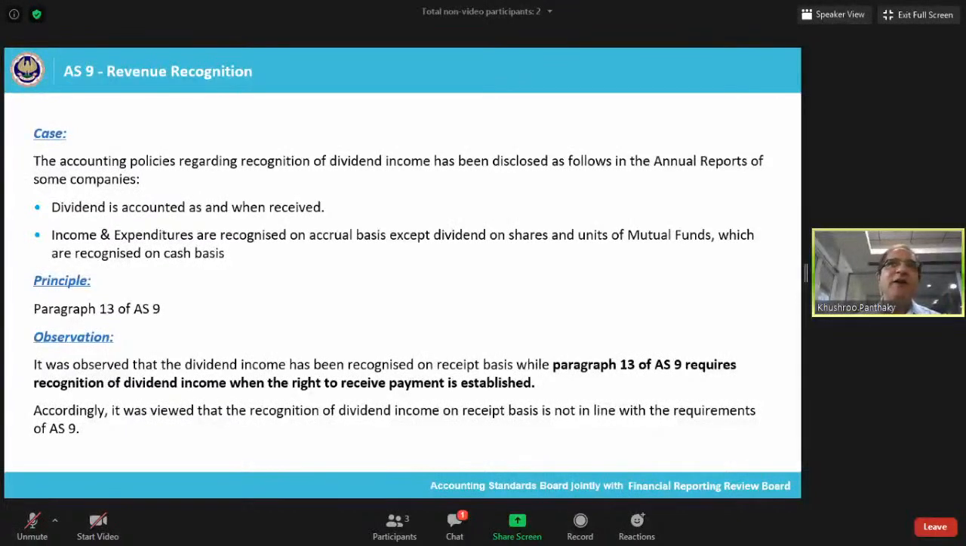So generally for dividends, as I mentioned earlier, it is accounted when the right to receive the dividend is established, which means a resolution being passed at the AGM of the company whose shares you are holding. Once that particular AGM resolution is approved, you have a right to receive that dividend. It may come to you at a later date, but you can account for that dividend income at that point of time.